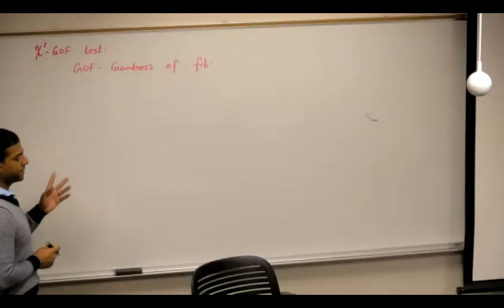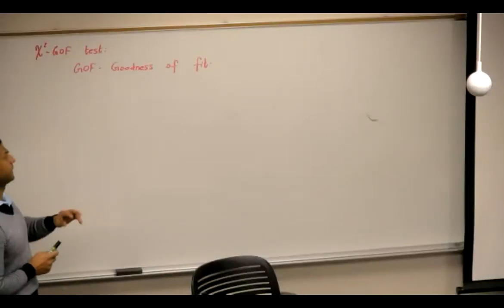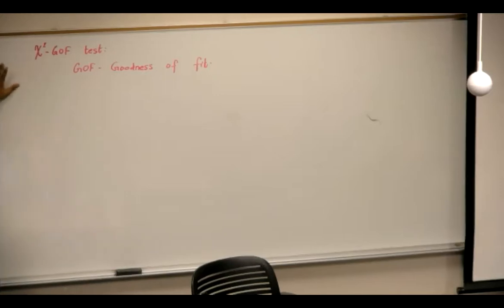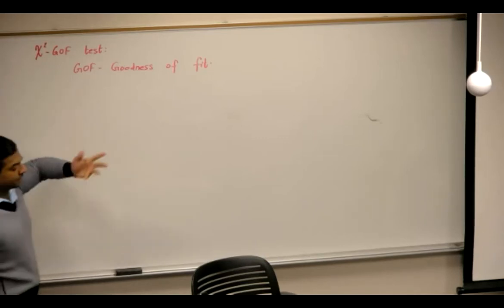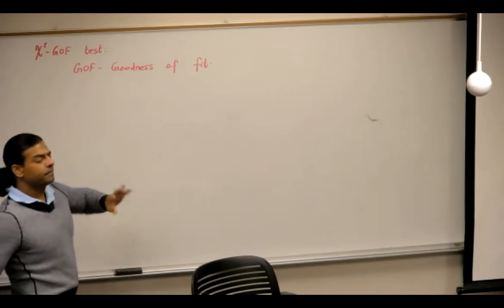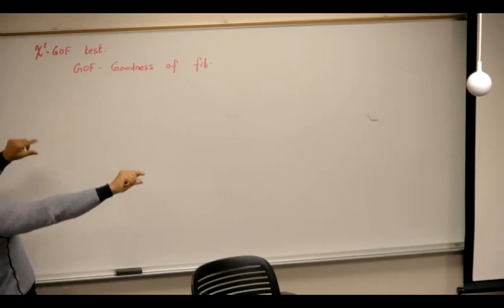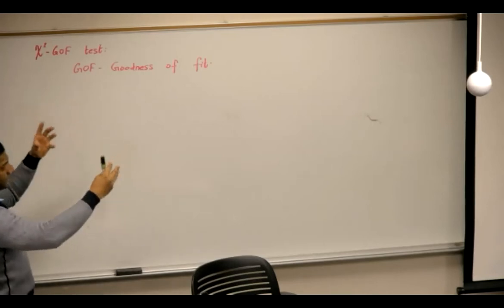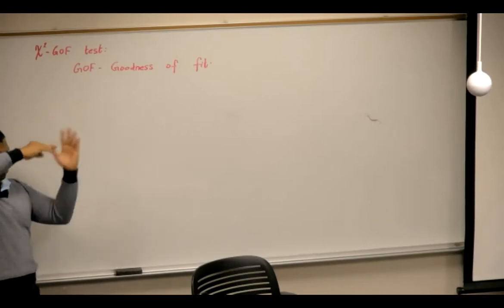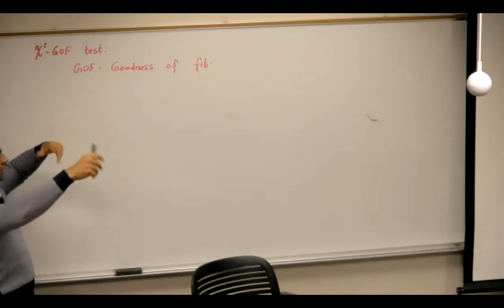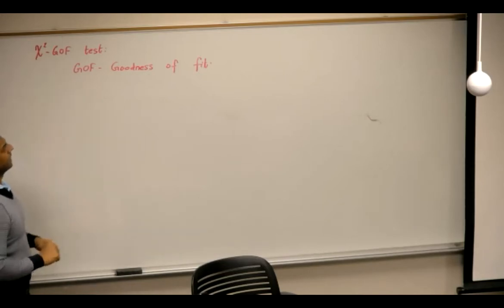So a chi-squared goodness of fit test, we are going to use the same concept of chi-squared test. The distribution is going to be the same, the way we interpret the p-value will be the same, but instead of a row by column table, we just have a one by something, a column table of sorts.